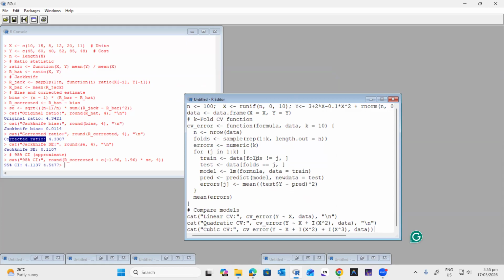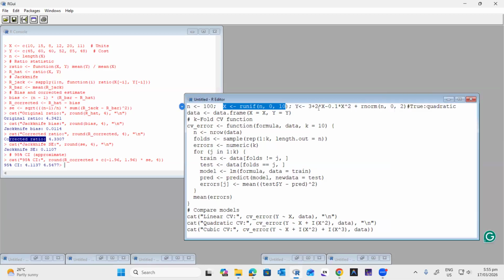So here we have n equals 100. For x, we are generating n numbers from the uniform distribution, and y we are defining as 3 plus 2 times x minus 0.1 times x squared plus normal(0, 2), that is the error. The data is a data.frame where we are going to store the values of x and y, and we are going to use k-fold cross validation. So cv_error is a function of the formula, the data, and k equals 10.